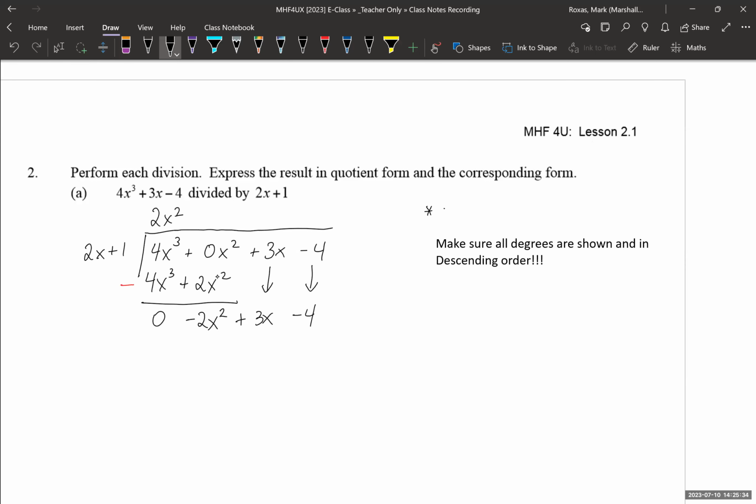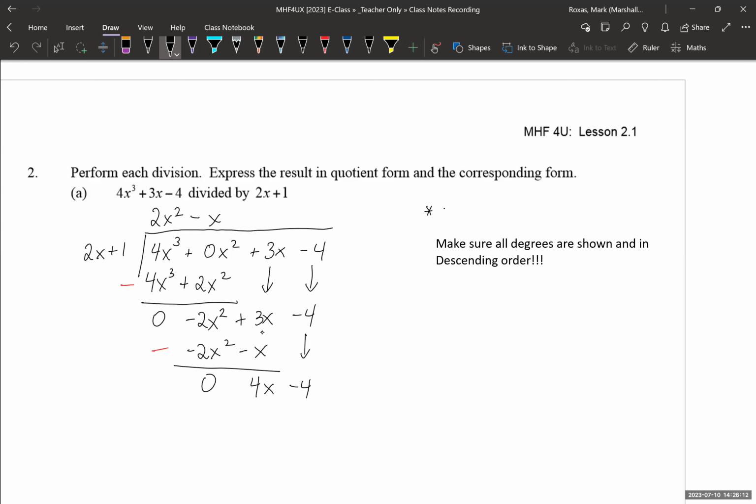And now everything else can come down. Okay. Next step, think about, okay, 2x times what gives me minus 2x squared? Well, that's just going to be a minus x, right? So minus x times 2x is minus 2x squared. And minus x times 1 is just minus x. Subtract. Okay, 2x squared, take away negative 2x squared is 0. 3x, take away a negative x is plus x. So it's 3x plus x, which is 4x. And then the minus 4 can carry down.